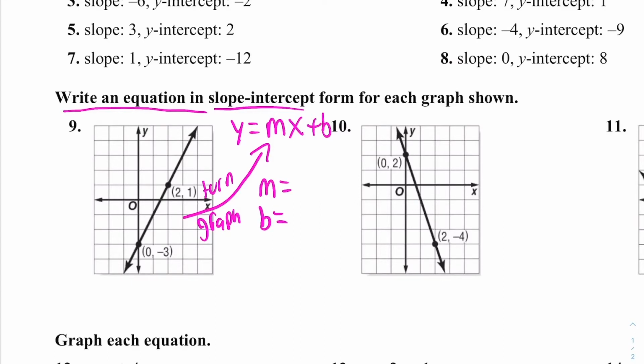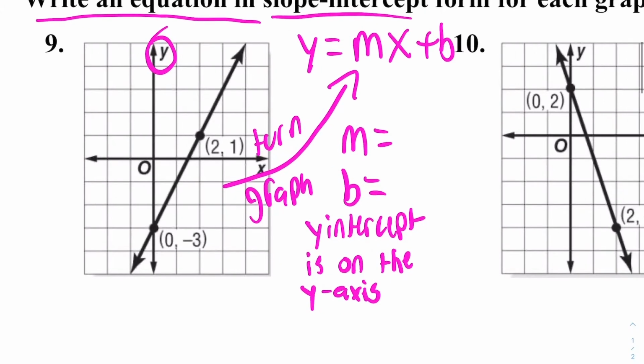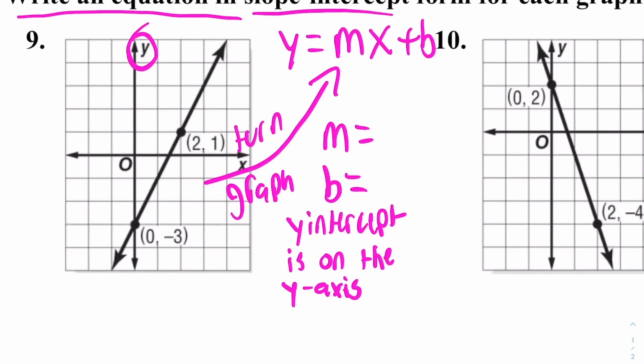Well, b is the y-intercept. The y-intercept happens on the y-axis. The y-intercept is always going to be on the y-axis. So if we just look at this line and find the dot, then this number is going to be b. b is -3.